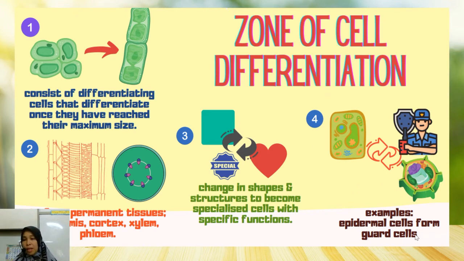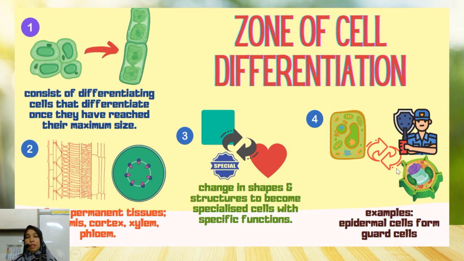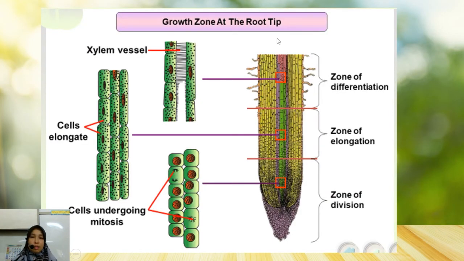Okay, number 4, an example of the cell is the epidermal cell. The epidermal cell of the plant, when it undergoes differentiation, some of the epidermal cells will form the guard cells. That is an example of differentiation.